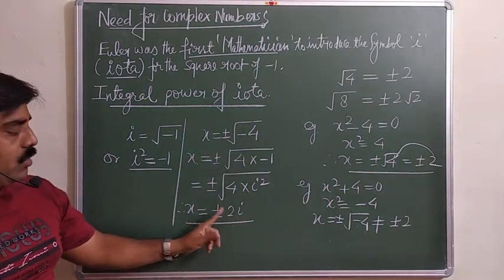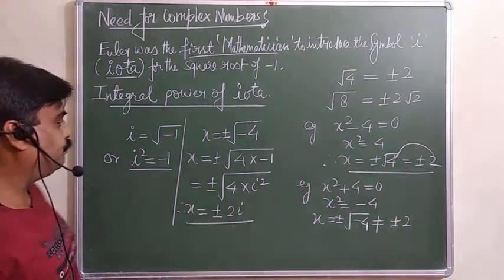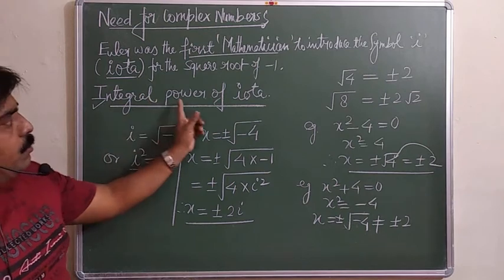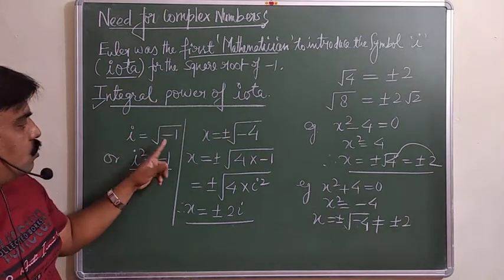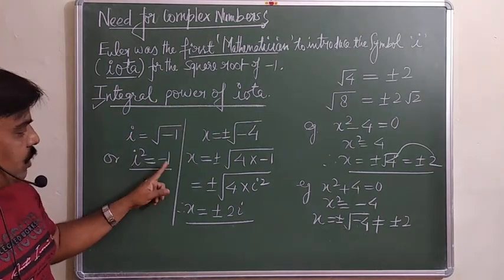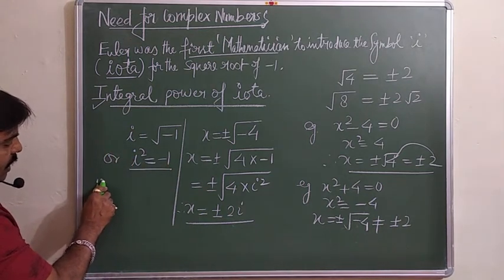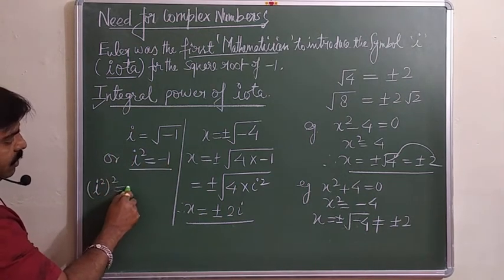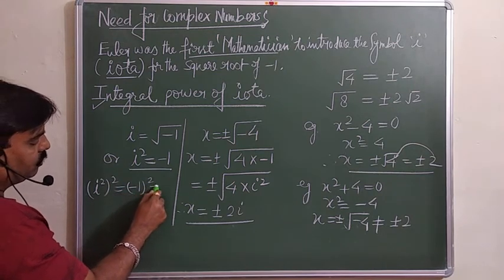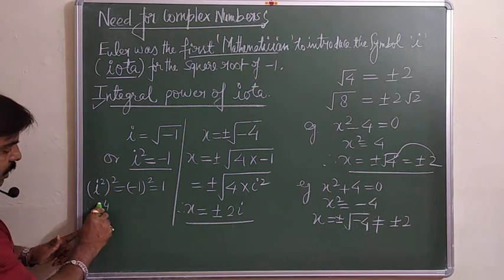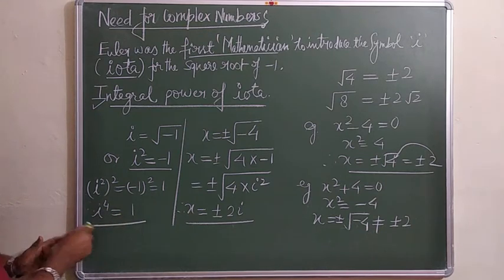These are the imaginary values. That is also we will discuss. But here again we will talk about the integral power of iota. So i is equal to under root minus 1, or you can say i square is equal to minus 1. Now if we do i square whole square, what do we get? Minus 1 whole square, so that is equal to plus 1. It means i raised to power 4 is equal to plus 1.